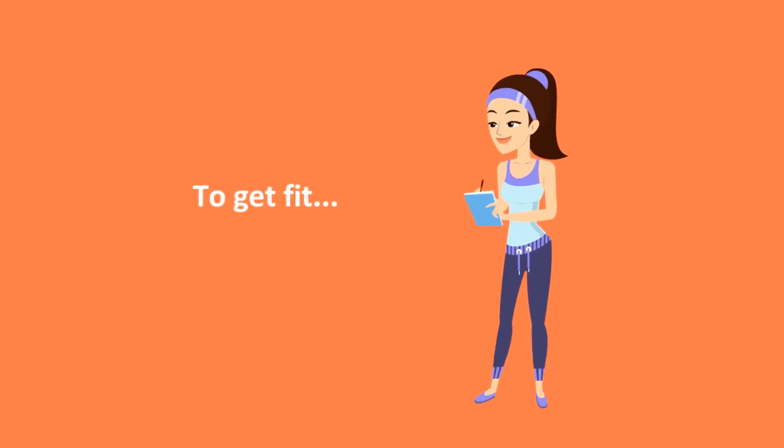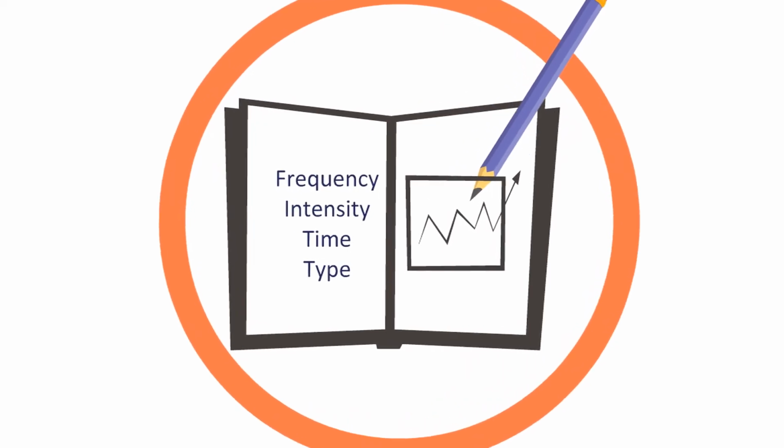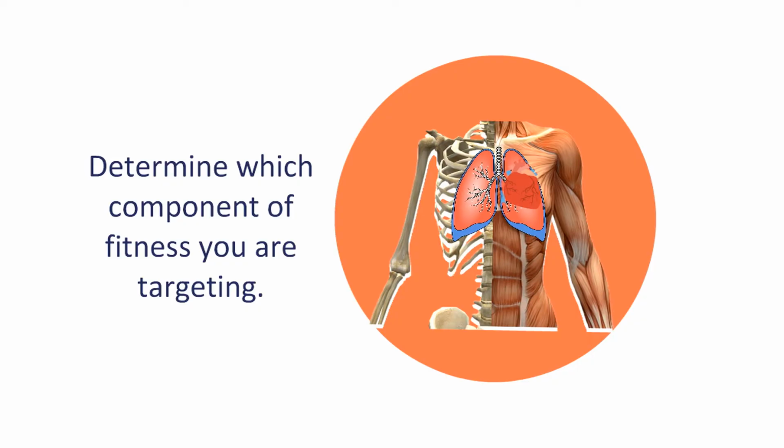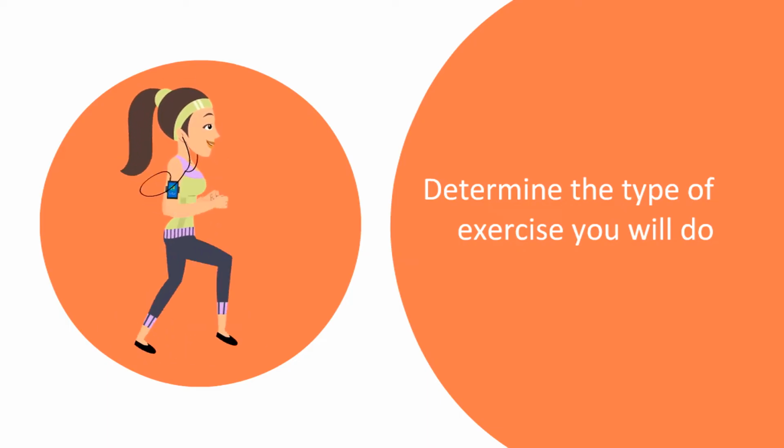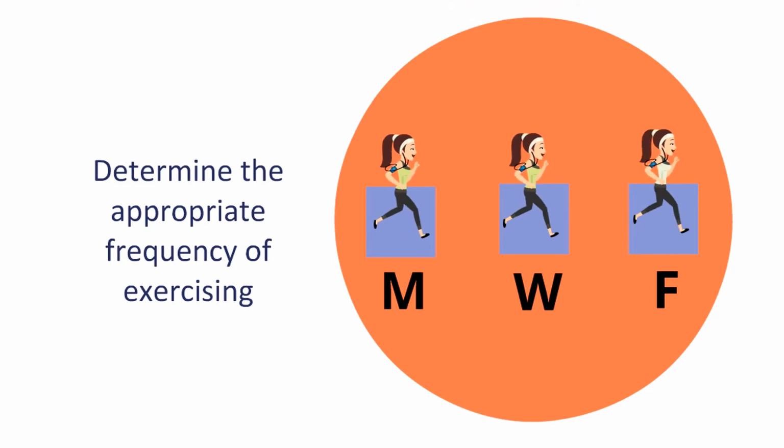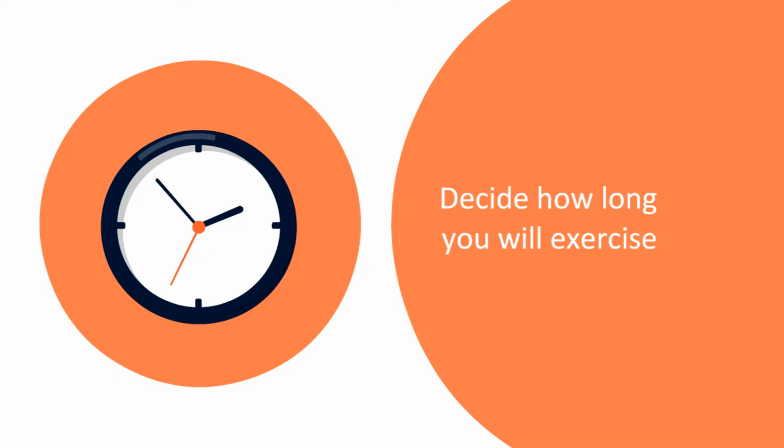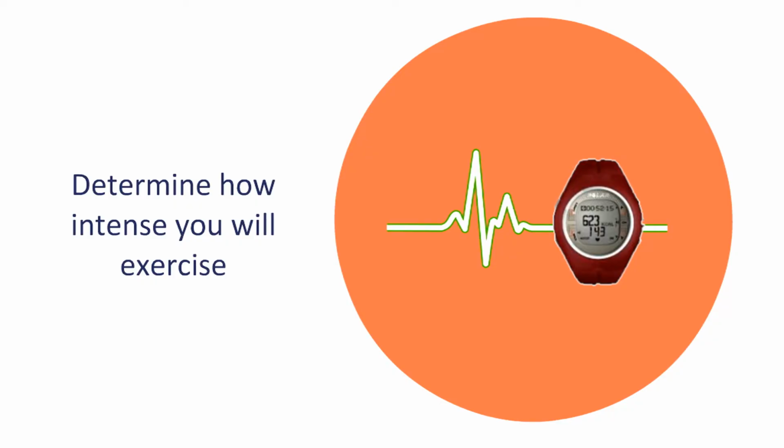To get fit, create a fitness log. Frequency, intensity, time, and type. Determine which component of fitness you are targeting. Determine the type of exercise you will do. Determine the appropriate frequency of exercising. Determine how long you will exercise. Determine how intense you will exercise. Then exercise.